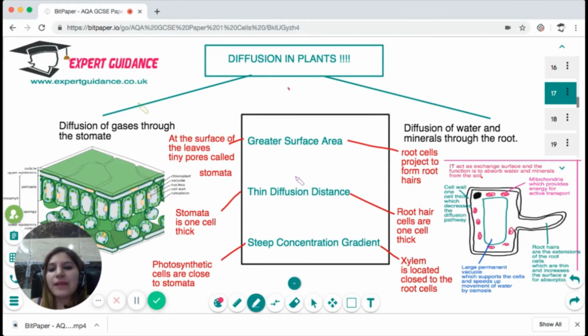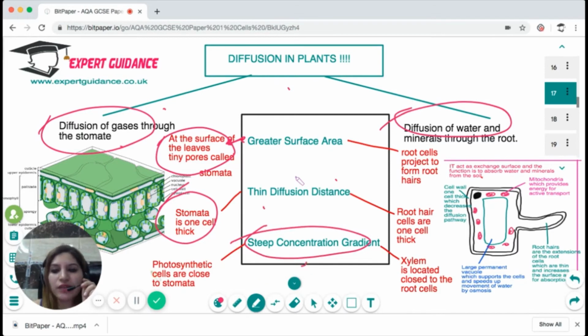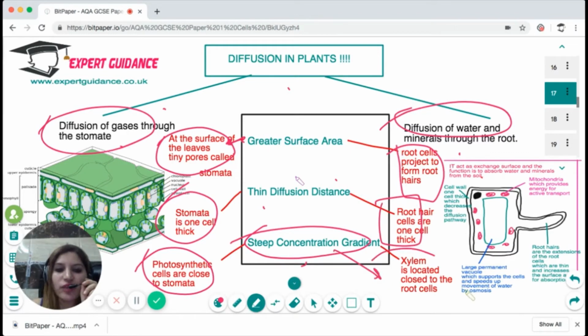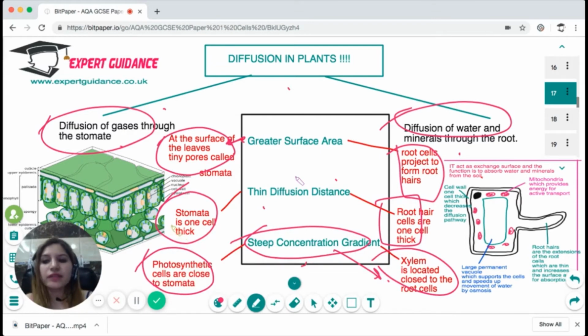Now, another example for diffusion in plants is diffusion of gases through the stomata and diffusion of water and minerals through the root. So the leaf has a greater surface area because it has tiny pores called stomata. For thin diffusion distance, they are one cell thick. And for a steep concentration gradient, photosynthetic cells are close to the stomata. For the root hair cells, the root cells project to form the root hairs. Root hairs are one cell thick, and to maintain the concentration gradient, xylem is located close to the root hair cells. Okay, so I hope the examples of diffusion in plants and animals, along with the adaptations they have for maximum diffusion, are clear to you.